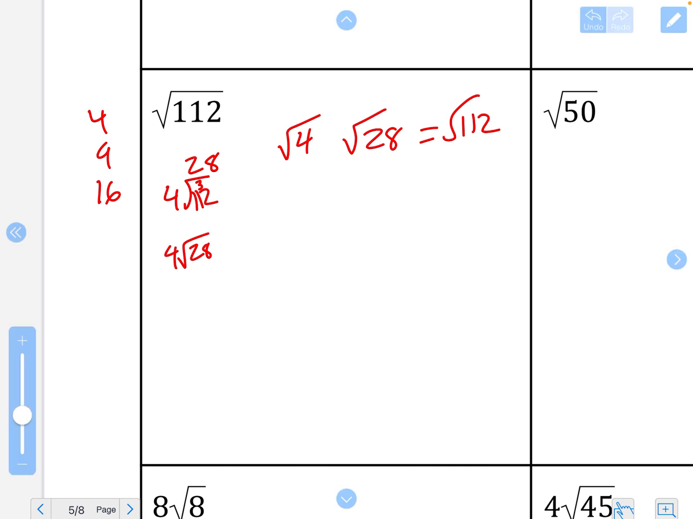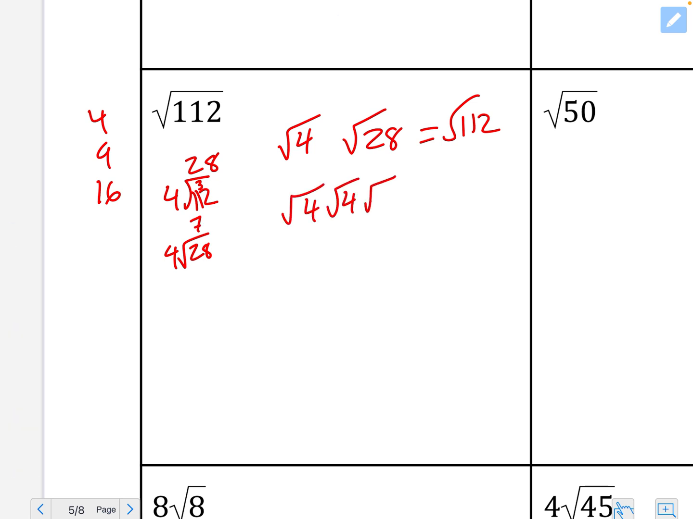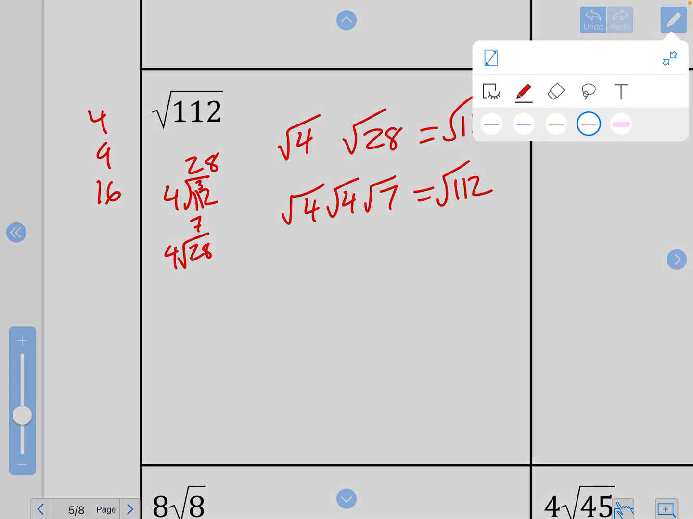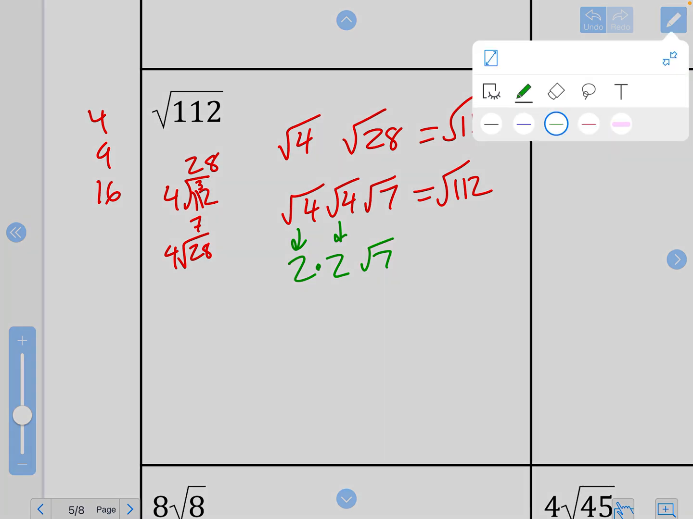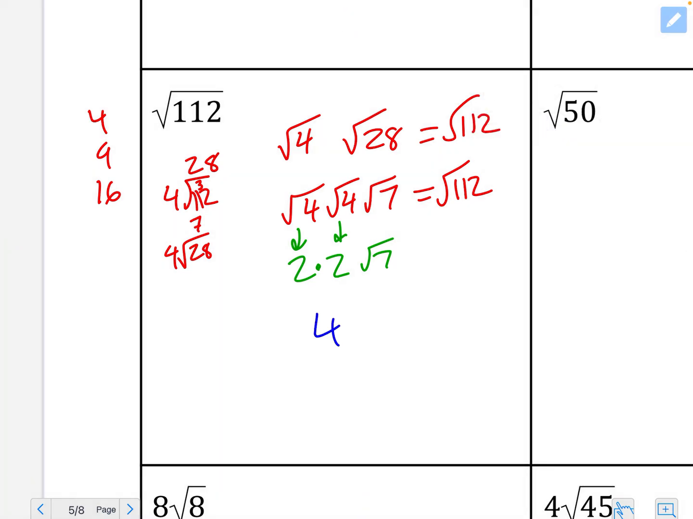28 divided by 4 is 7. So we have the square root of 4, the square root of 4, and the square root of 7, which all equals the square root of 112. So the square root of 4 is 2. Again, the square root of 4 is 2. We put a multiplication dot there, and I cannot simplify the square root of 7. And so my final answer is 4 square root of 7.